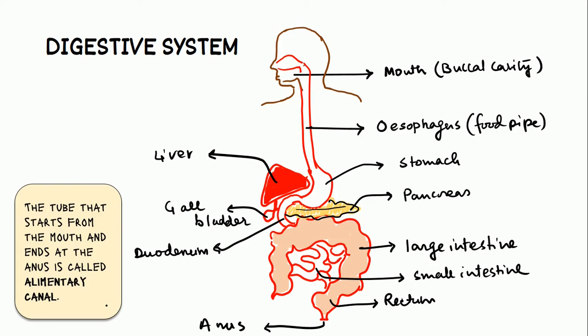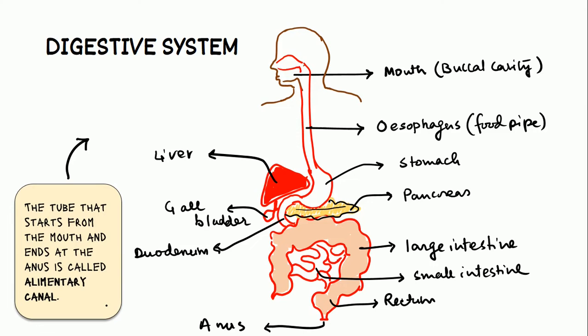Now this total tube-like structure from the mouth to the anus, the tube that starts from the mouth and ends at the anus, is called the alimentary canal. Remember, the alimentary canal does not include the liver and pancreas. These are not part of the alimentary canal. The alimentary canal only consists of the tube which starts from the mouth and ends at the anus.